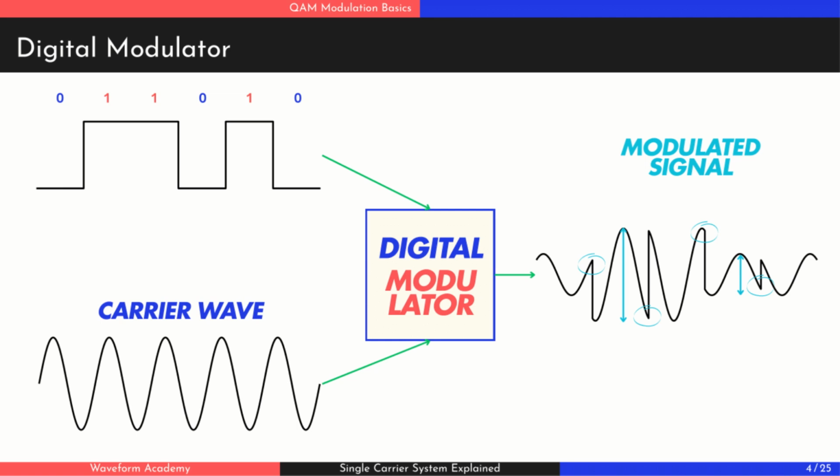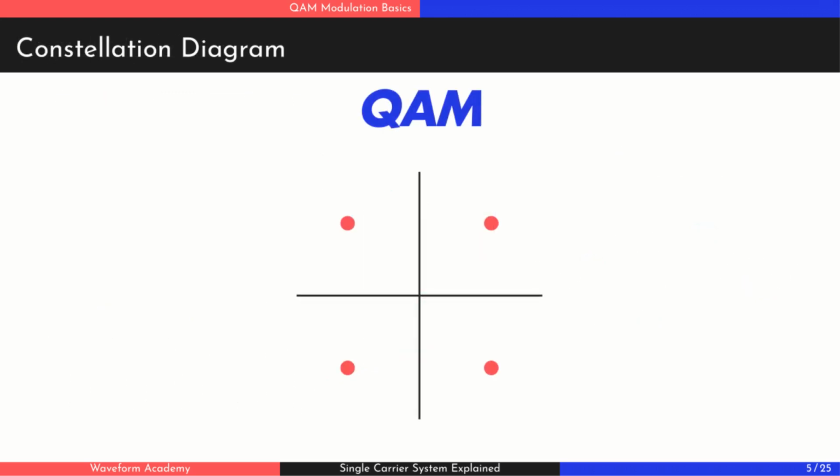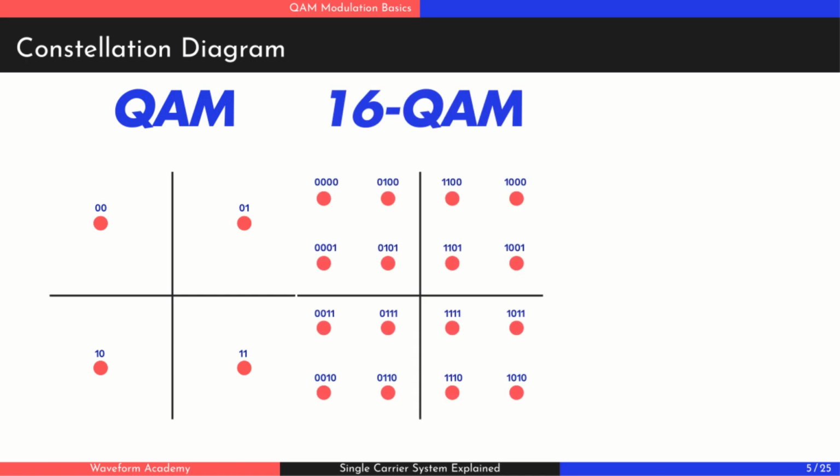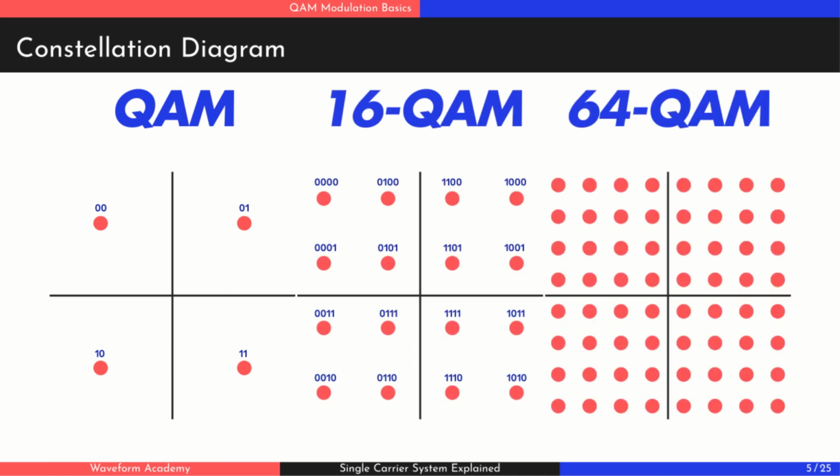To map bits into specific amplitude and phase values, we use a codebook known as a Constellation Diagram. It's a two-dimensional plot where each point represents one possible signal state. The horizontal axis corresponds to the in-phase I component and the vertical axis to the quadrature Q component. Each point in the constellation represents a unique combination of amplitude and phase, and therefore a unique group of bits. For example, 4 QAM carries 2 bits per symbol, 16 QAM carries 4 bits, and 64 QAM carries 6 bits.